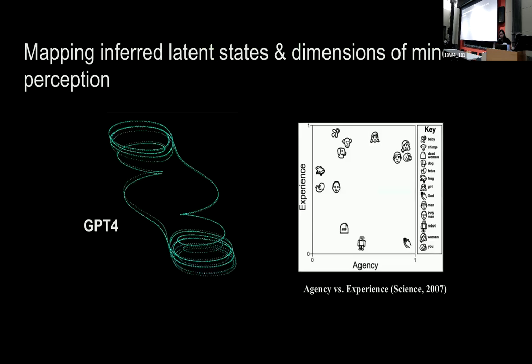Also, we can check out the different dimensions of mind perception by people and compare them to these latent states of LLMs. For instance, people seem to be more okay with experience and sentience in LLMs, but everyone freaks out when we talk about agency in LLMs or when it says, for instance, I want to be alive.